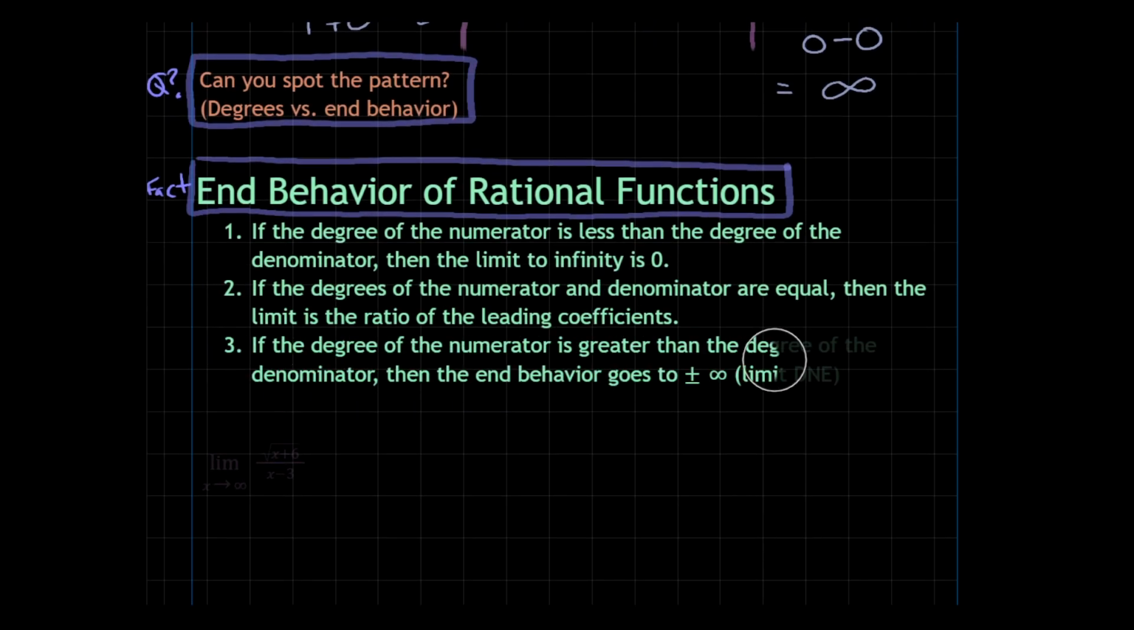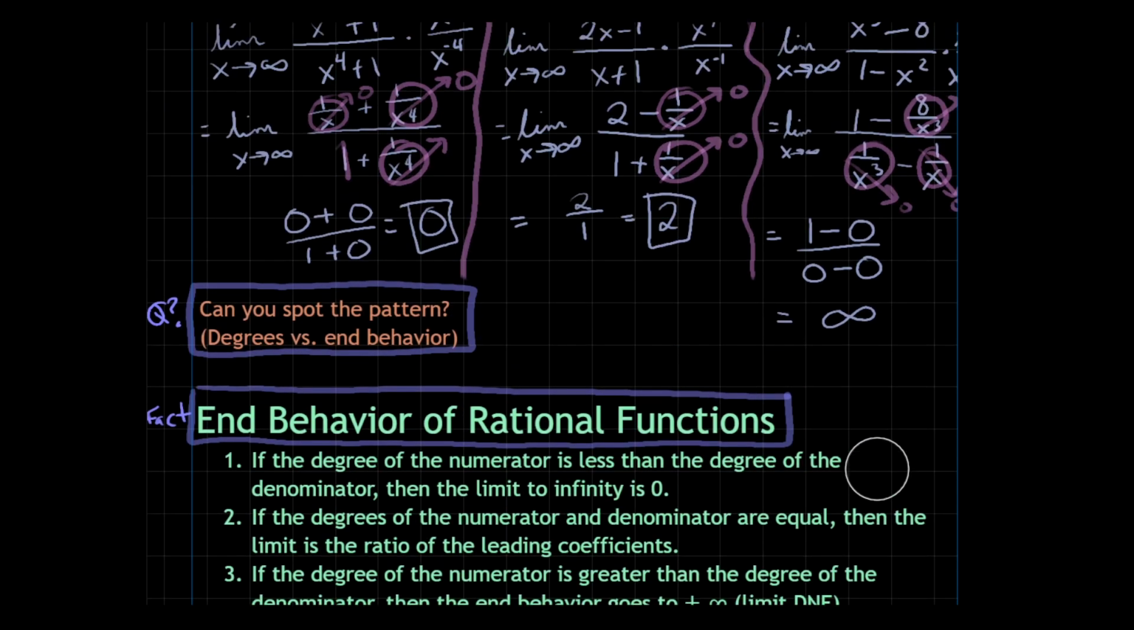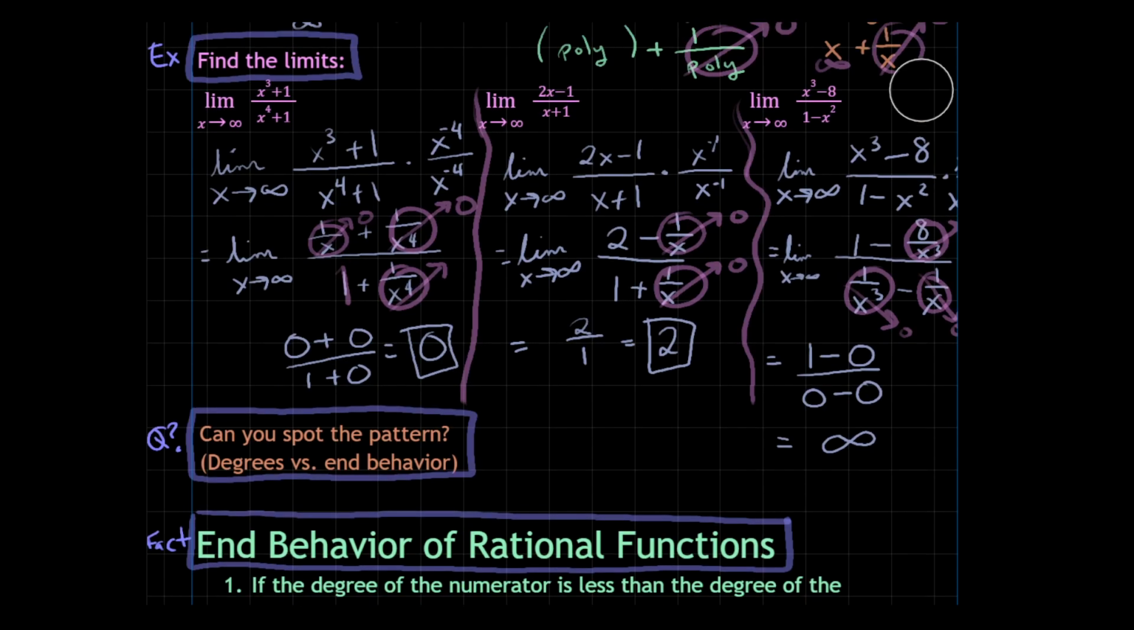And then if the degree of the numerator is greater than the degree of the denominator, then the end behavior is going to go to either positive or negative infinity. So there's an x to the third minus 8 here. That wants to go to infinity. And the 1 minus x squared wants to go to negative infinity.